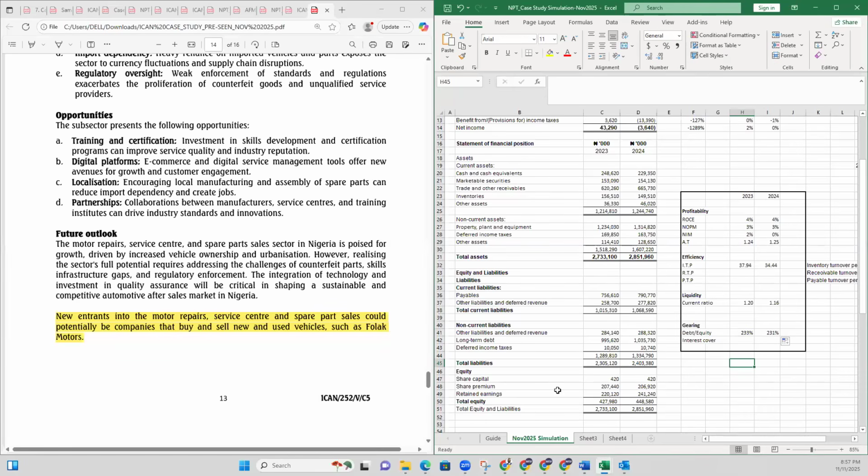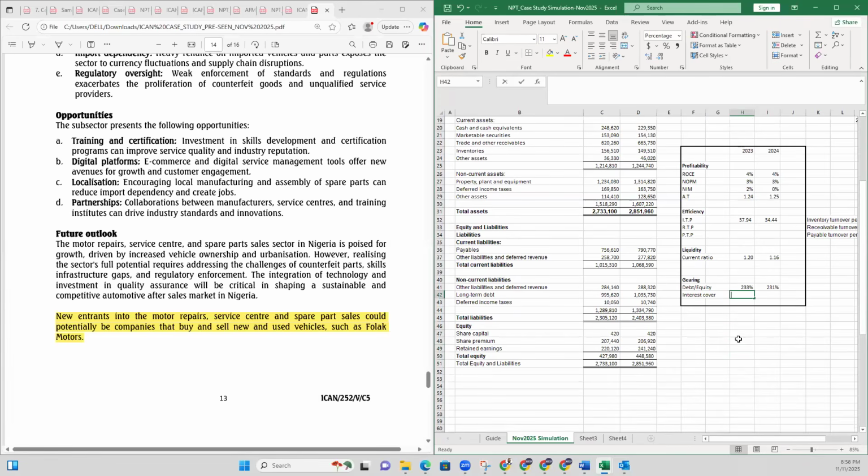Okay. It looks like they fund the business majorly with long-term debt, and it's very clear here, right? The other thing is they have huge payables, but that's also coming from the fact that they have huge receivables and inventory.